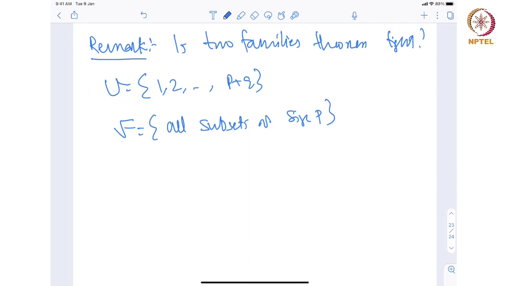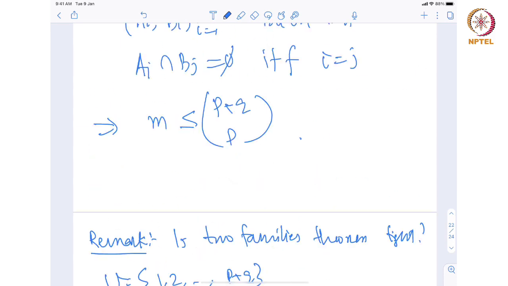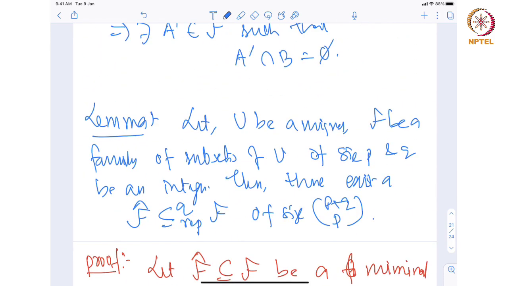Then notice that for every AI in F, you take B equal to U minus AI. So definitely AI and BI are disjoint, and because of the cardinality constraint P plus Q, every other thing will intersect with it. So this shows that, and since the cardinality of F is P plus Q choose P, we can pair them up. So not only is this tight, it also implies that in some sense the representative family size is also tight. Okay, so such an object exists.